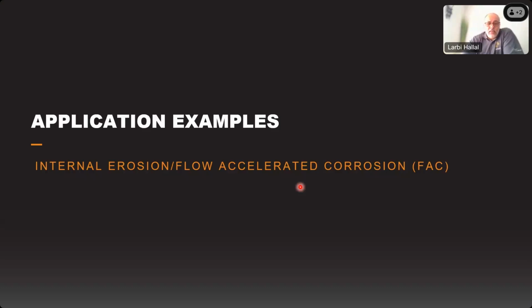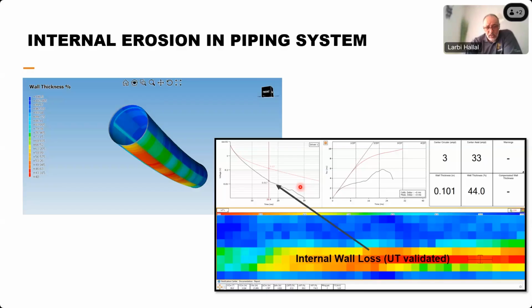The next application we are going to talk about is the FAC application, so flow accelerated corrosion, that you can find on some piping, especially sometimes in elbows. So this can lead to internal erosion in the time of the pipe use.